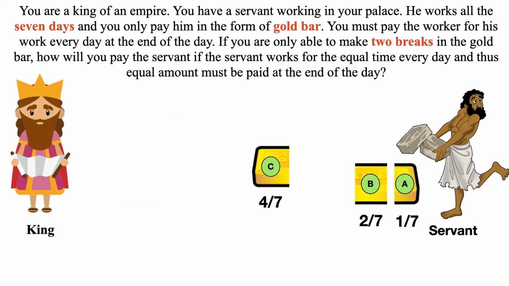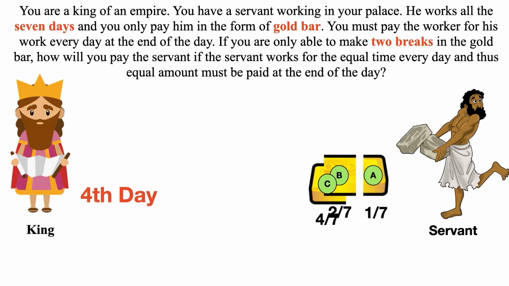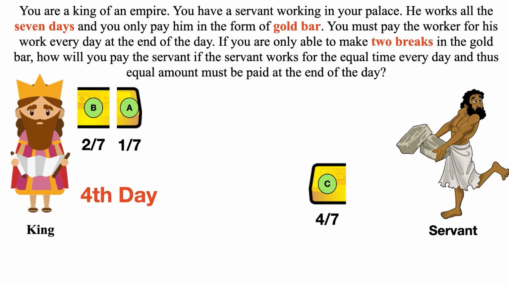When day 4 ends, give bar C to the worker and take back bar A and bar B. Here you remain with bar A and bar B. Worker possesses bar C.